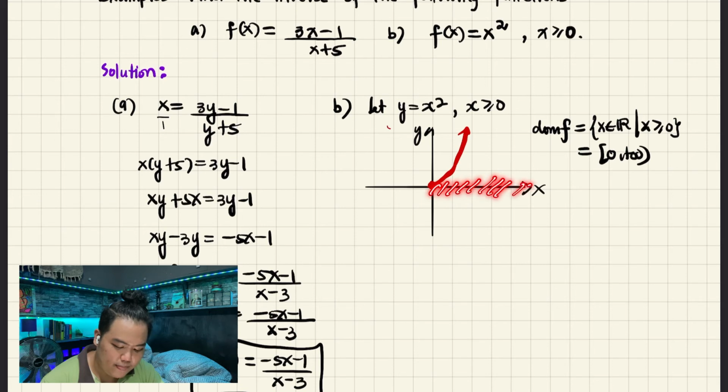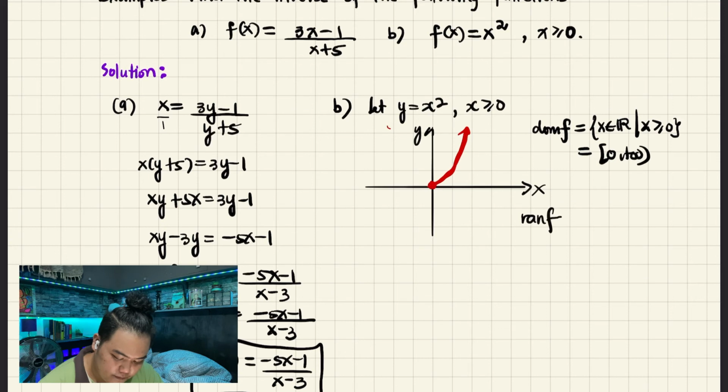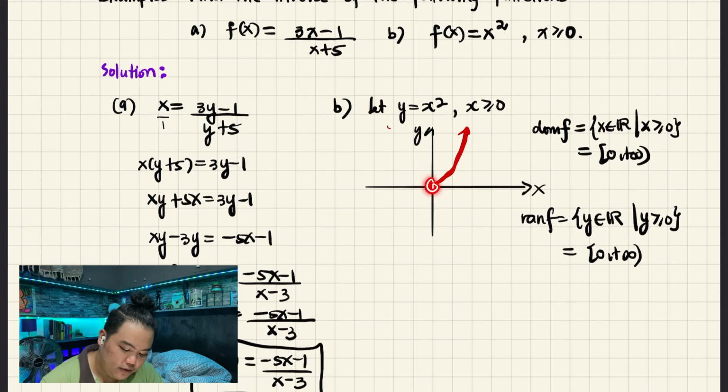So, ito yan. At ang range niya yung set of y values. Pag pinroject mo yung graph mo sa y-axis, which is the set of y such that y is greater than equal to 0, which is the same as 0 to infinity. Interval na to 0 to infinity.